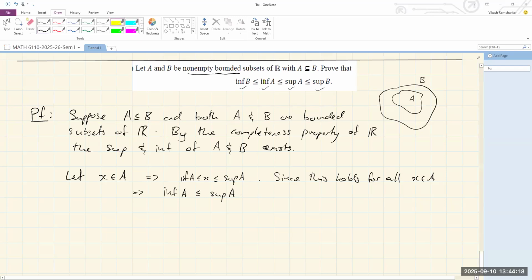So what we've showed there is this inequality, that the infimum is always less than or equal to the supremum of that set. Now we need to show that the infimum of B is actually less than or equal to the infimum of A. So we could say now, let x belong to B. Again, we have the same thing, that the infimum of B is less than or equal to this x, which is less than or equal to the supremum of B.